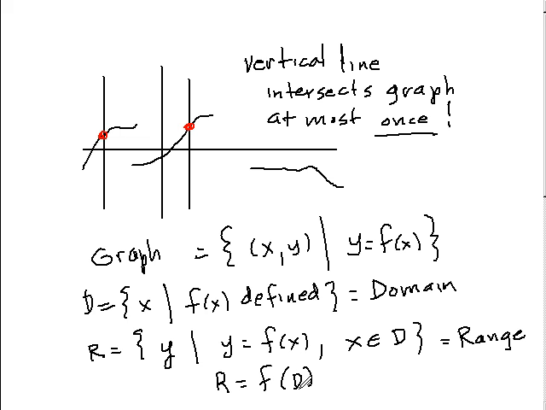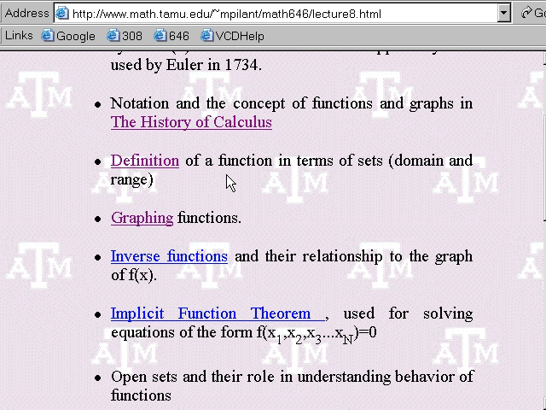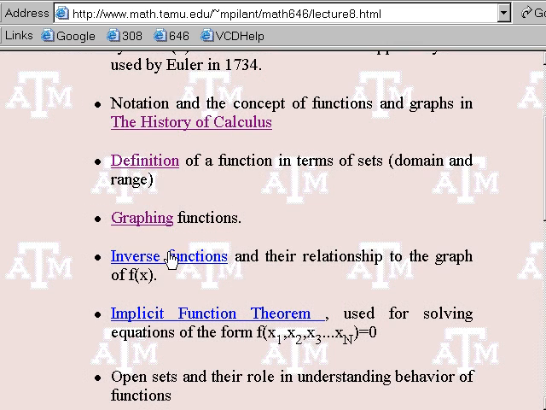Okay. So there are some more interesting relationships between functions and graphs that we'll get to in just a minute. The first one being the inverse functions. Now, what is an inverse function?